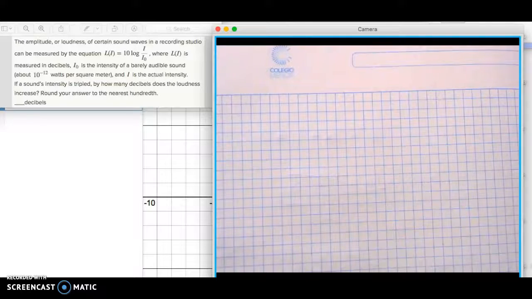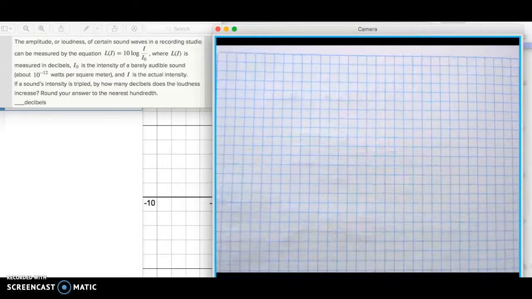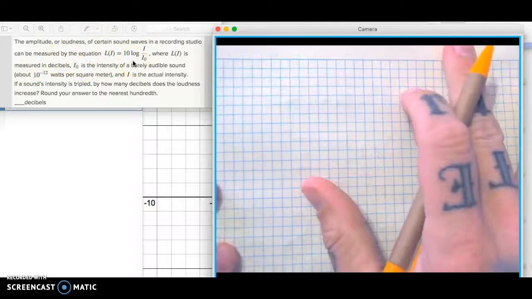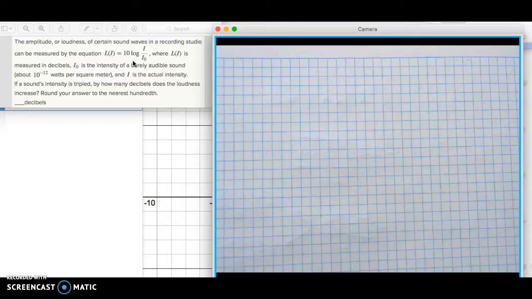Alright, what's up guys? So for this video, I'm just going to show you how to solve some of these more complicated word problems in CK-12 that require you to use those properties of logarithms, but now in real-world settings. So in this situation, we have a formula that gives us the loudness, the perceived loudness, or the amplitude of sound as a function of the intensity of sound.